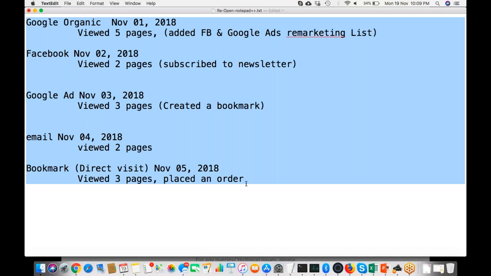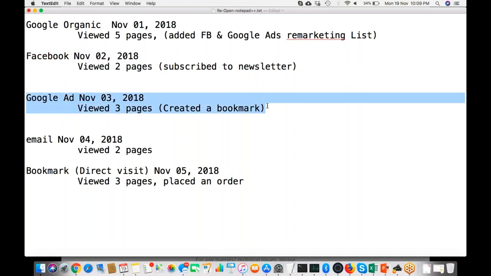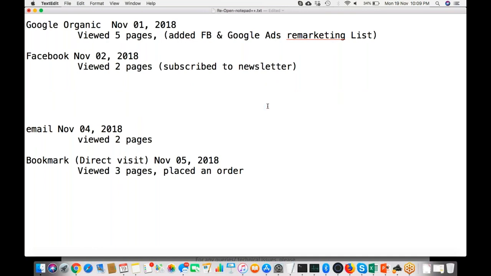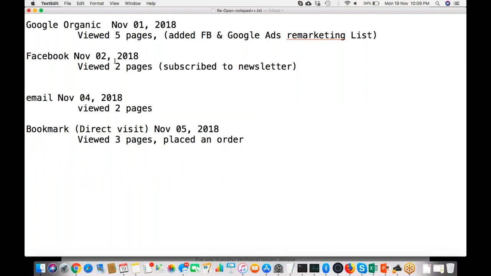We are not getting any direct conversions. But you can see that Facebook is helping you to bring your users back to the website. Yes. So if you remove that, then probably the journey breaks at this stage. Okay, so let's say I remove this one. Now tell me, this is how the user converted: through Google Organic, landed, then was added to the remarketing list on Facebook, then saw that and came back, subscribed to the newsletter, got a newsletter, clicked that email, then created a bookmark, and then finally converted.